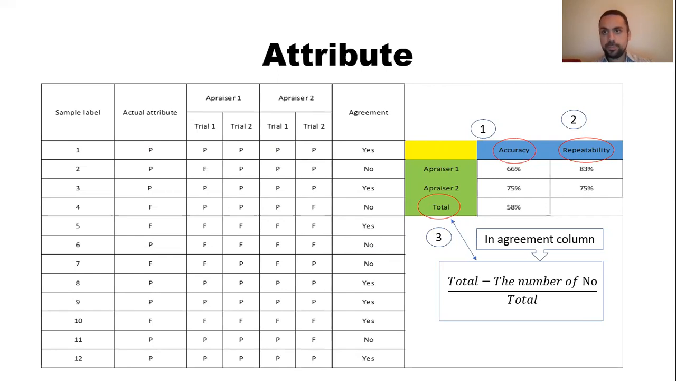About repeatability, in the situation that both answers are the same, it's okay. If the answers are different, it's not okay. So repeatability is the number of cases in which each appraiser gave the same answer in both trials, divided by the total number. For the first one it is 83%, and for the second person it is 75%. So for the second person, there are more mistakes.